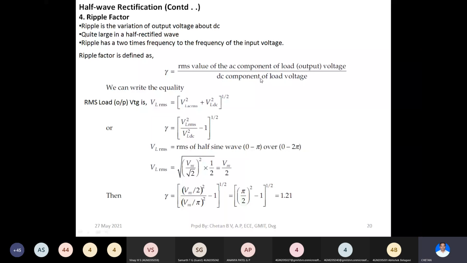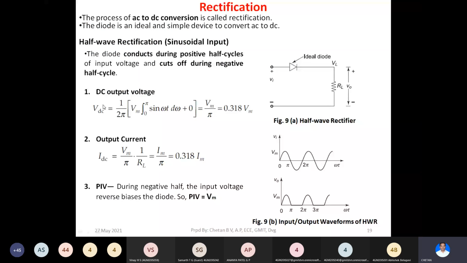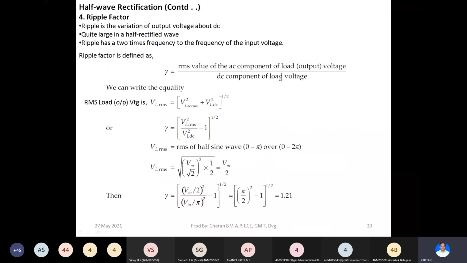The denominator is very simple. The DC component of load voltage is the same as your VDC, because this is what you have found after doing some mathematical operation: the average value. You have taken the average of this to find the DC value. So that is VDC. To include the load, it is represented as VLDC. This is the same as VDC only. The L is written here to represent that it is the voltage across the load.